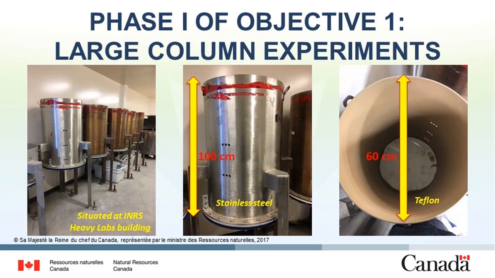Next slide, please. Just to give you a picture of phase one, the large column experiments we plan on carrying out here at the heavy labs at INRS. These are large columns, you can see 1 meter by 60 centimeters. We'll initially be starting out looking at the unsaturated zone.